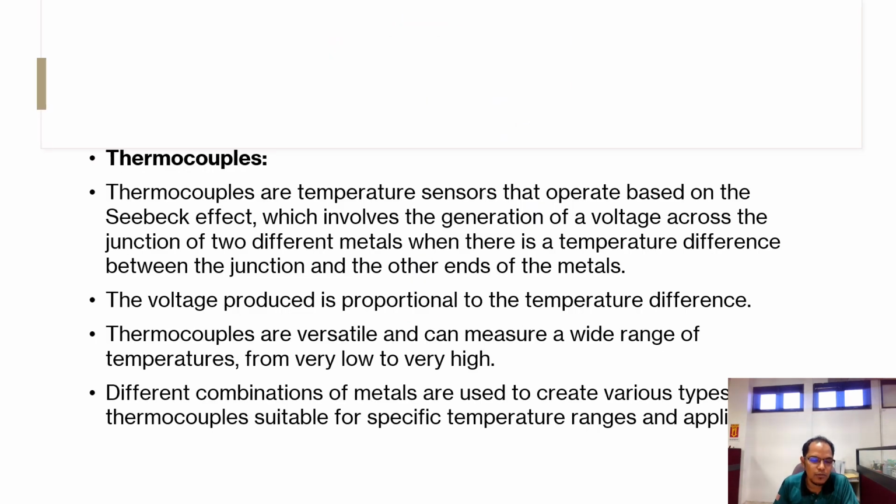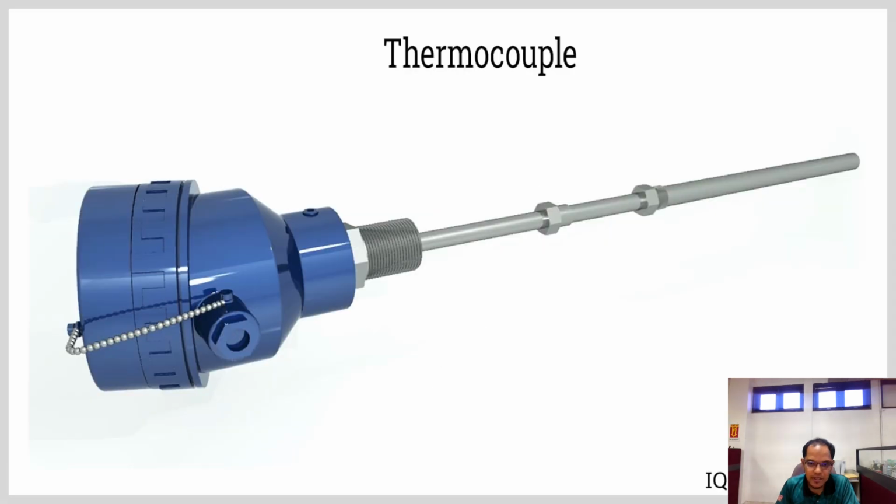So ni thermocouple are temperature sensors that operate based on the Seebeck effect, which involves the generation of voltage across the junction of different metals when there is a temperature difference between the junction and the other ends of the metal. Different combinations of metal are used to create various types of thermocouple suitable for specific temperature ranges and applications lah. Sama je tepuk thermocouple ni. Okay.